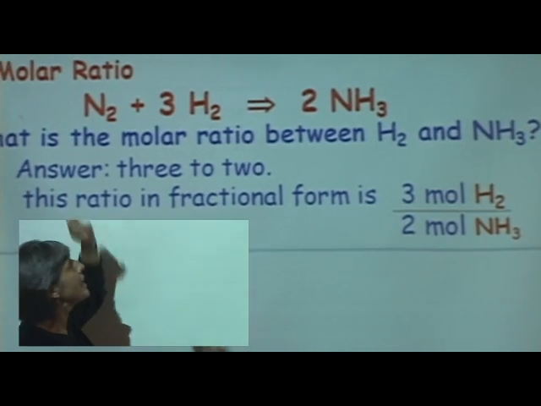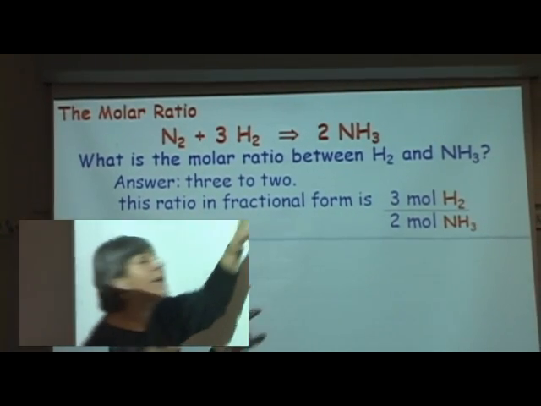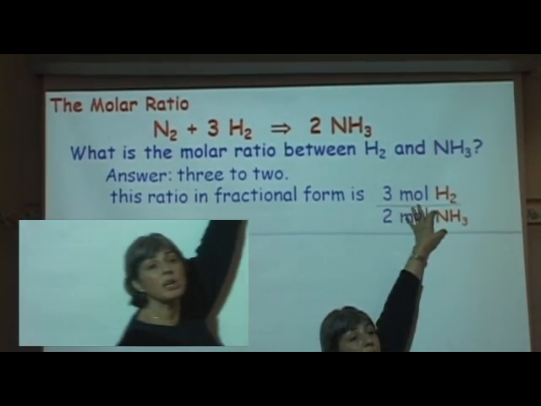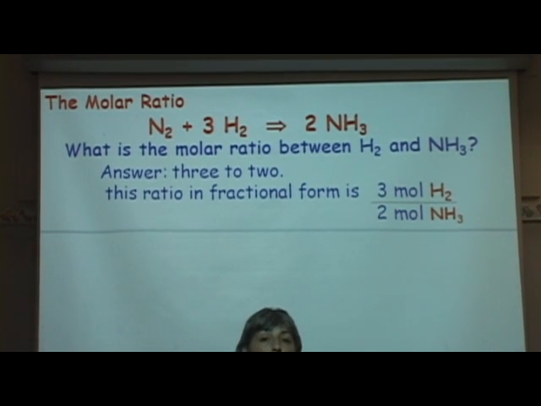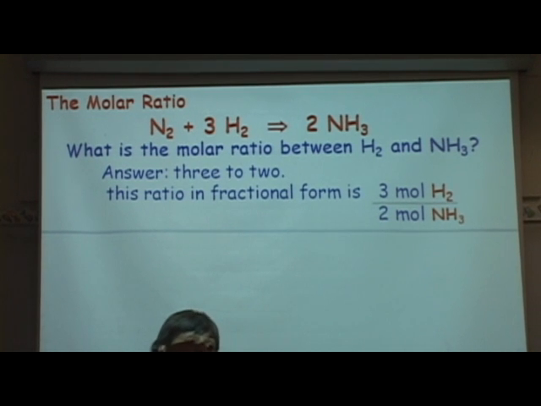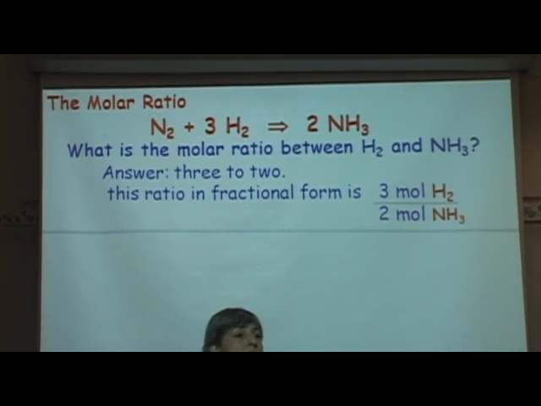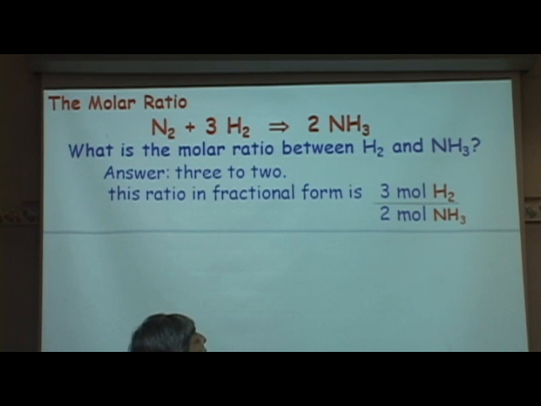So notice I'm just taking the coefficients from the balanced equation and I'm sticking them into a ratio. Which one goes on the bottom and which one goes on top will depend on your problem. And it'll depend on what you have to cancel out. And we'll see what that looks like when we actually get to a sample problem.